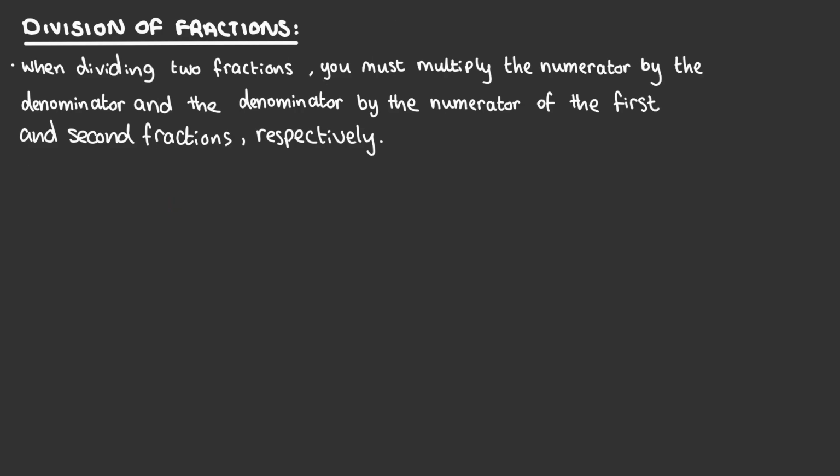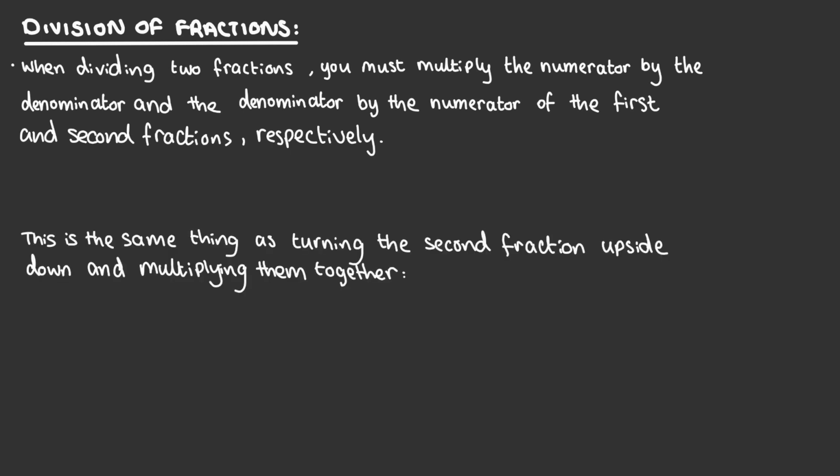When dividing two fractions, you must multiply the numerator of the first fraction by the denominator of the second, and the denominator of the first fraction by the numerator of the second. This is the same as saying turning the second fraction upside down and multiplying. Here in our example, we have 1/2 divided by 2/7. So what we're going to do is turn the second fraction upside down, and change the division sign to multiplication. Now we have 1 over 2 multiplied by 7 over 2. This is equal to 7 over 4.